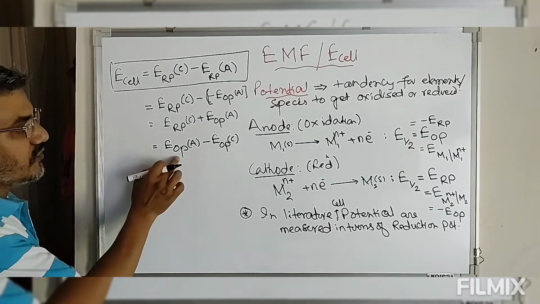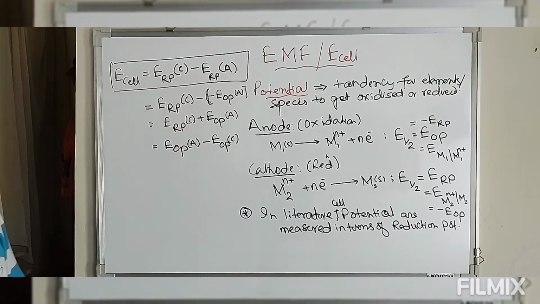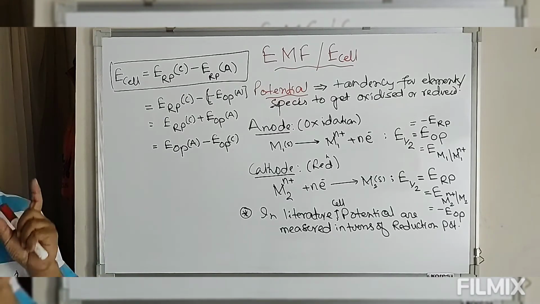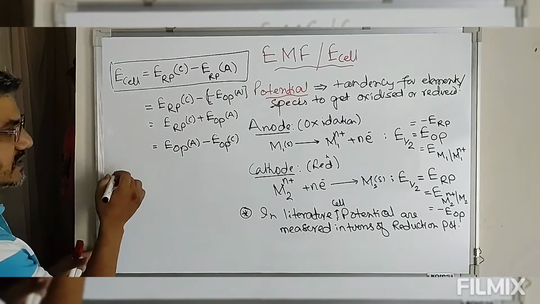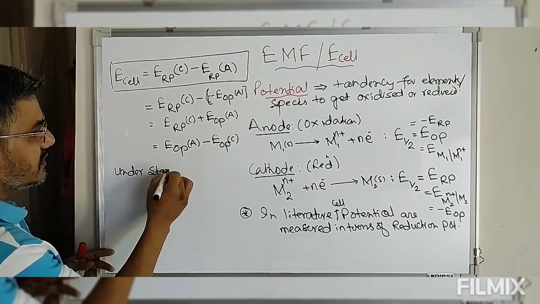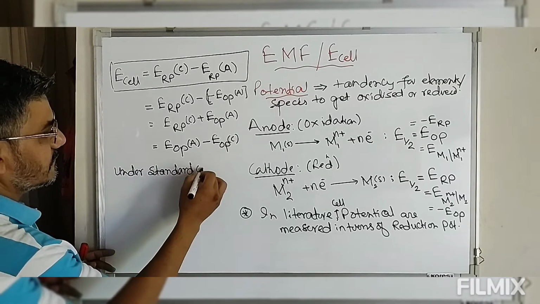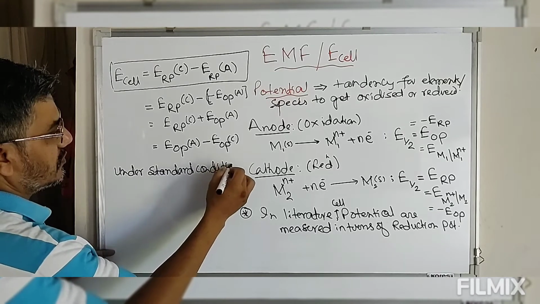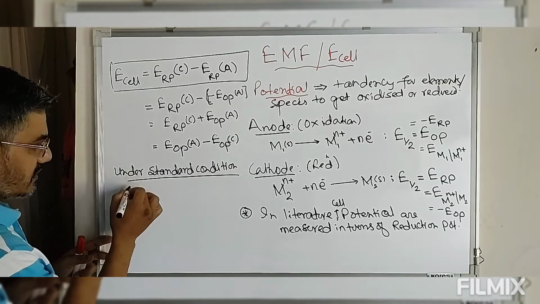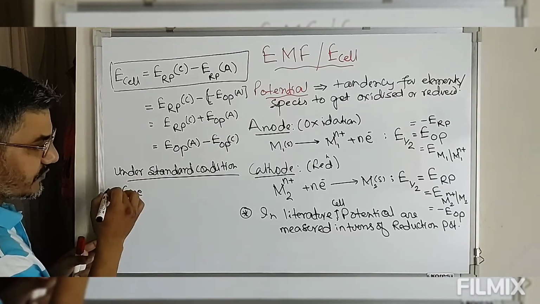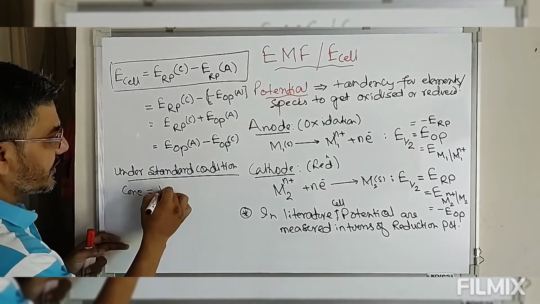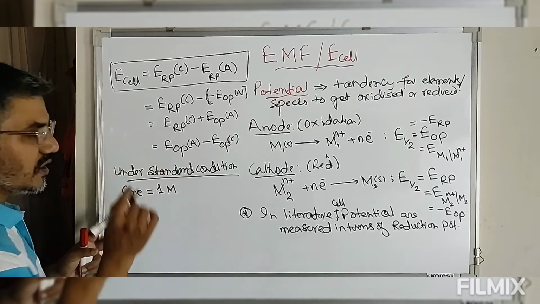For this, we now need the oxidation or reduction potential of individual half cells. We have to measure the potential of these individual half cells. Now under standard conditions, standard condition means concentration. If we have these ions, they should have a certain concentration. The concentration of reacting species is taken to be 1 molar.